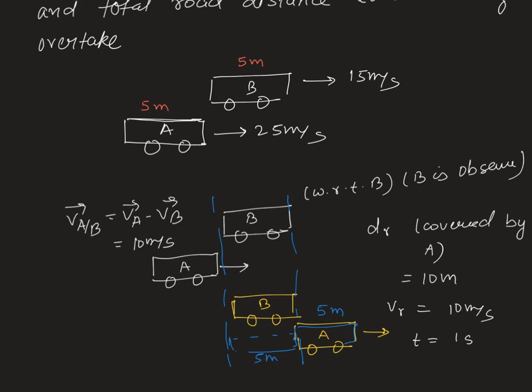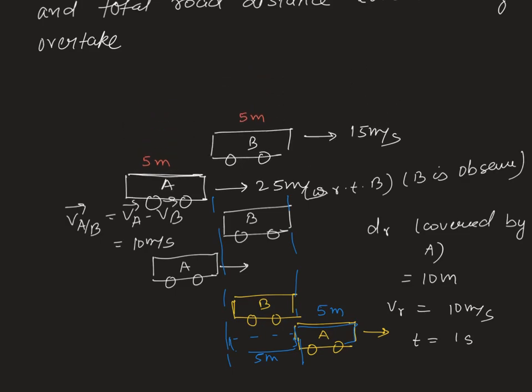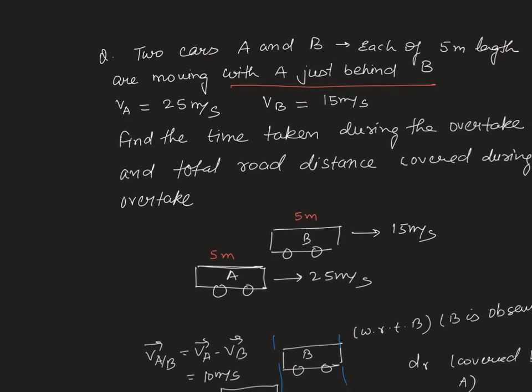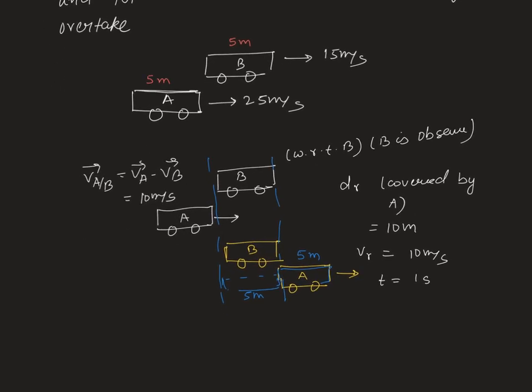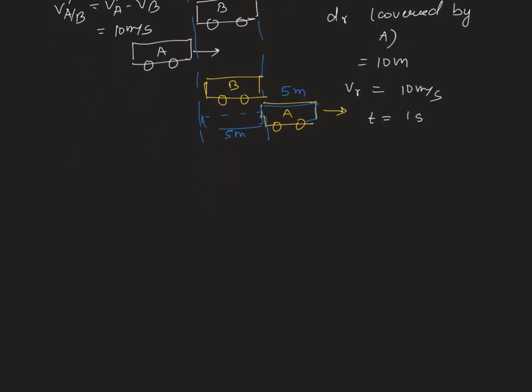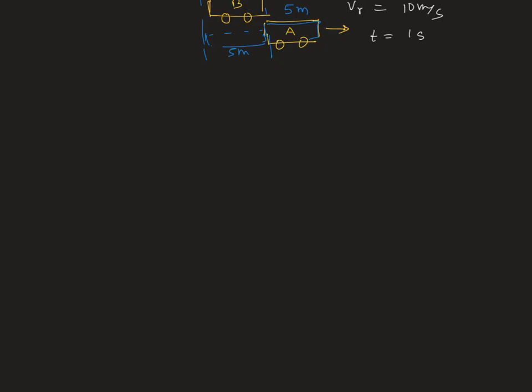So this is the way to find out the time taken during the overtake. But there was another question. What was the other question? The other question was, find the road distance covered during the overtake. Now road distance is something that is not relative. Road distance is an absolute distance with respect to ground distance.